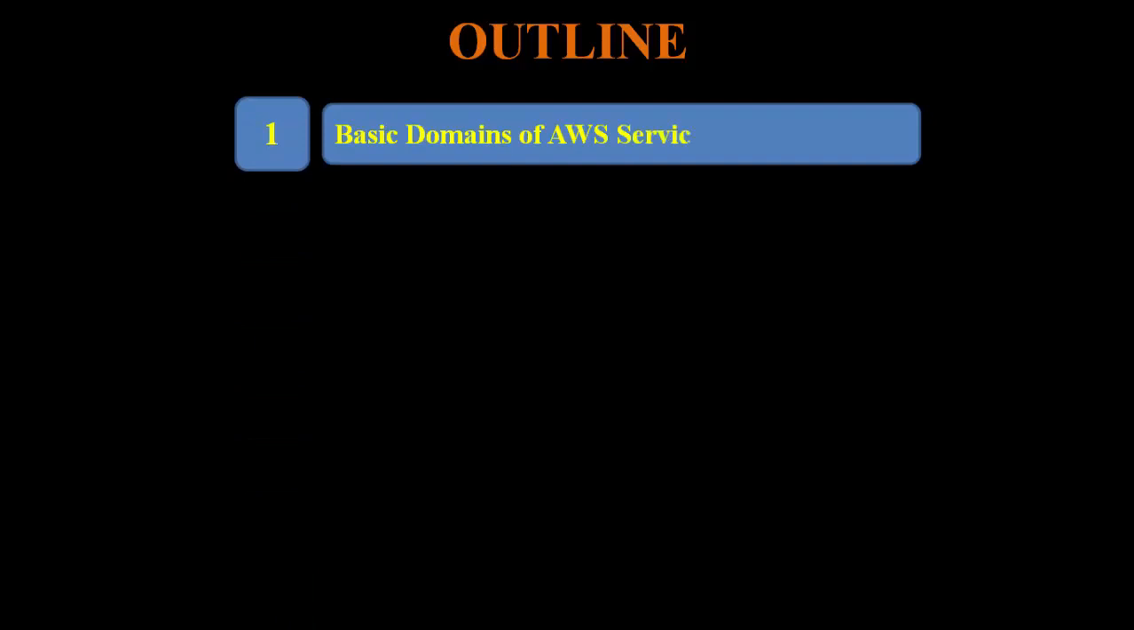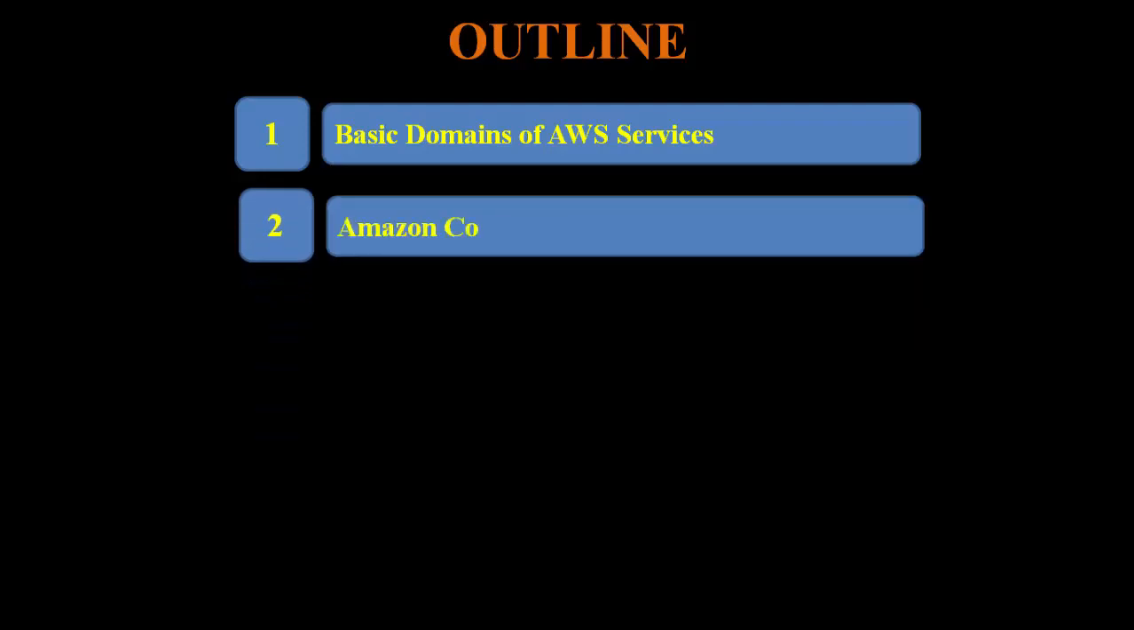First of all, let's get started by taking a look at our outline which will be discussed in today's video. First we will discuss the basic domains of AWS services. Among all these domains, we will discuss one important domain, that is the Amazon Compute Service domain. And in this compute domain, we have a number of services that we will discuss in detail.